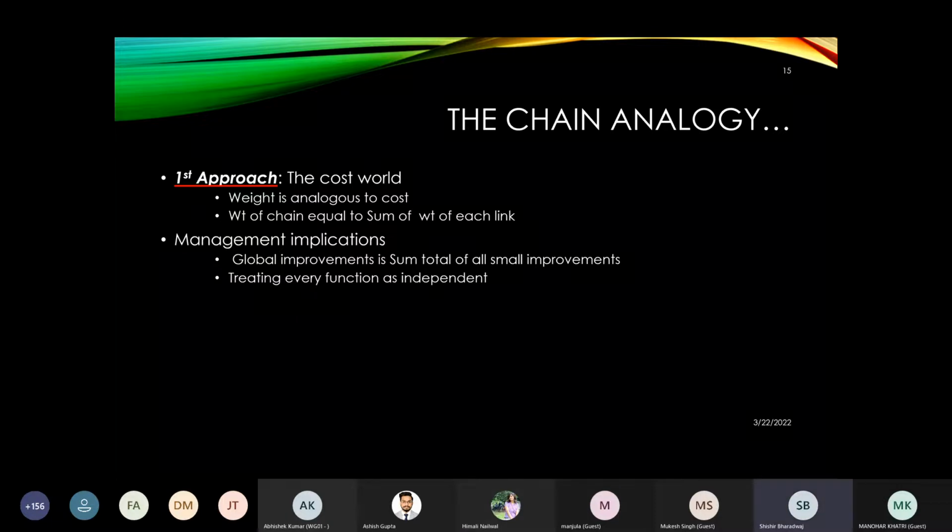So if you go by the first approach, variability everywhere, reduce variability. The chain analogy says that you are looking at a chain and to improve the performance of the chain, you think if I make the chain cheaper, I have a better chain. And the management implication is that global improvement is the sum total of all small improvements. The second important point is treating every function as independent, which is what I started off with when I said the company is broken down into departments.